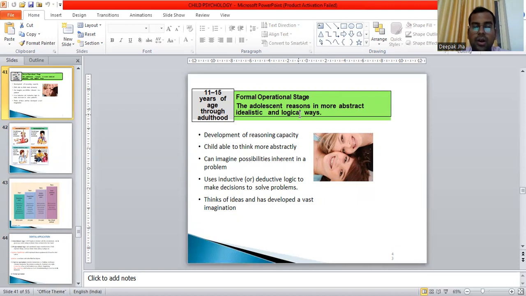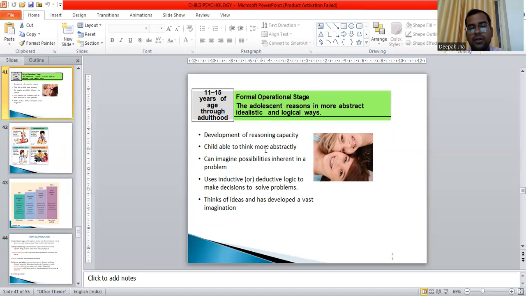Number one, also, the child is now able to experience and see the abstract ideas of life. What are the abstract ideas of life? These include love, relationships, all those things. These are abstract ideas. Nobody has seen love, but it is an abstract idea. So that develops. So there is development of the reasoning capacity.